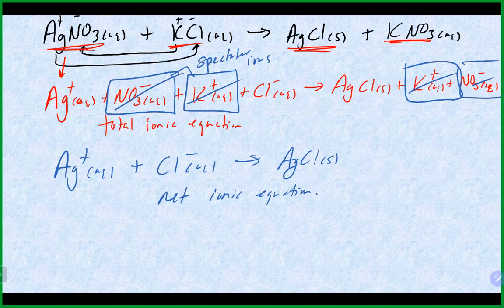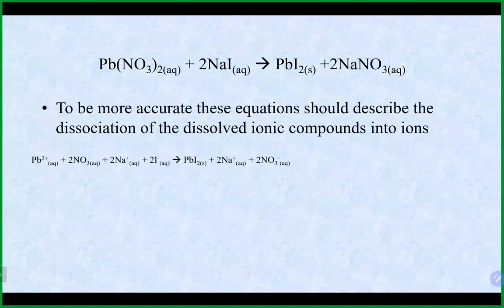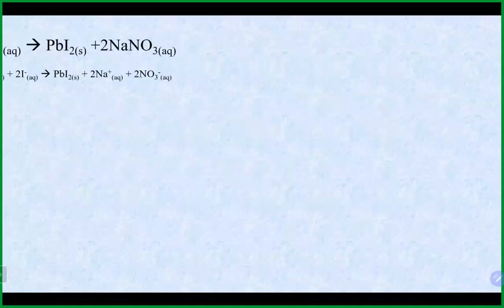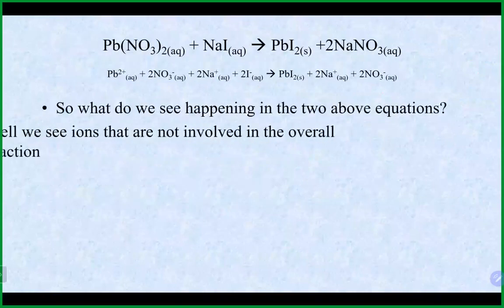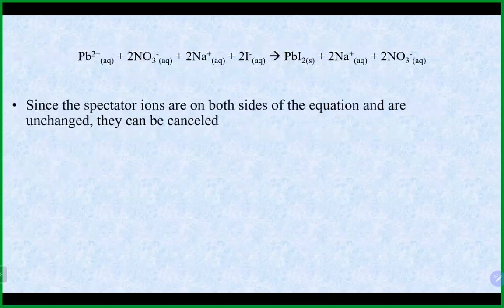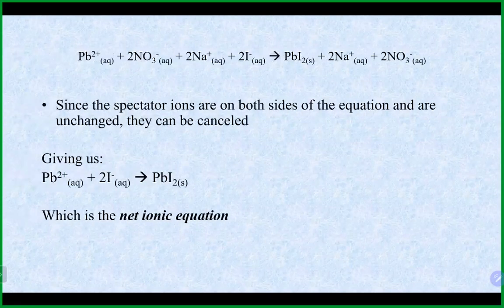Okay, so let's take a look here. I think some of these slides are what we just went over, so I'll just slide them across. All right, so there's our total ionic equation. These are our spectator ions. And then obviously canceling out our spectator ions gives us our net ionic equation.